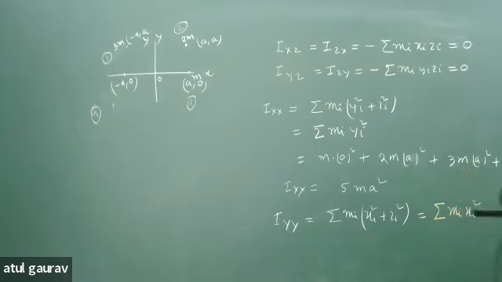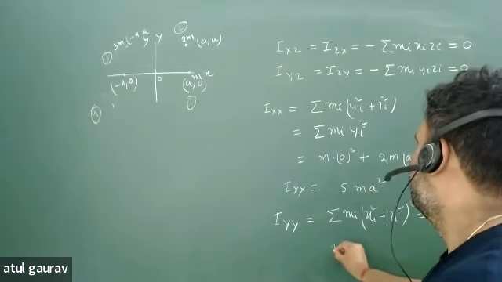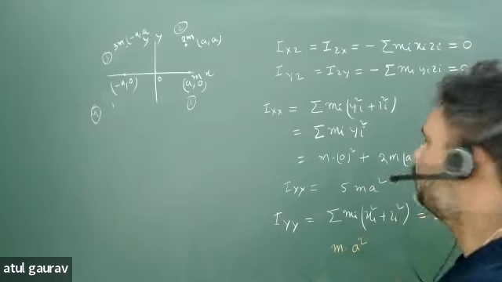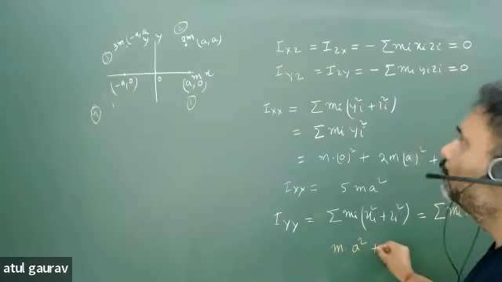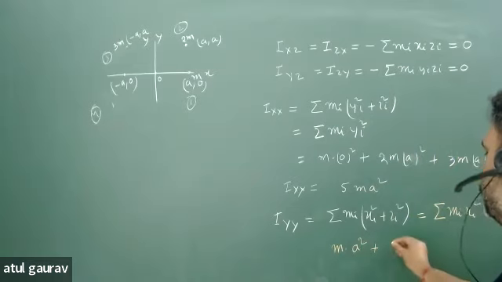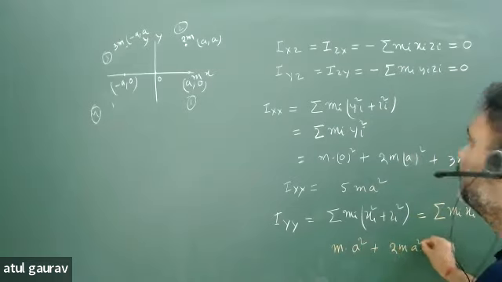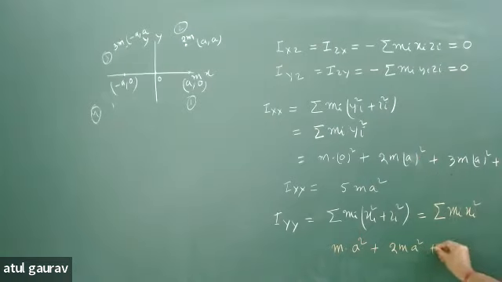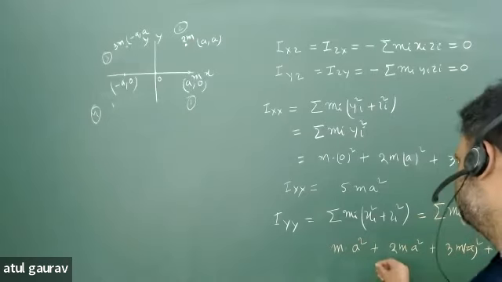So again we will go for that. What will be the first one? M into a square. What will be the second one? 2m into a square. Very good. What will be the third one? 3m into a square. What will be the fourth one? 4m into a square. Very good. Actually, that is also a square, because you have to take minus a square, and here is minus a square. So what is this value? 10m a square.